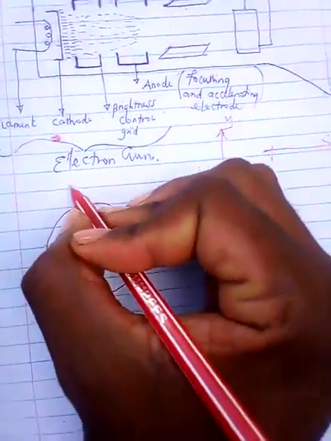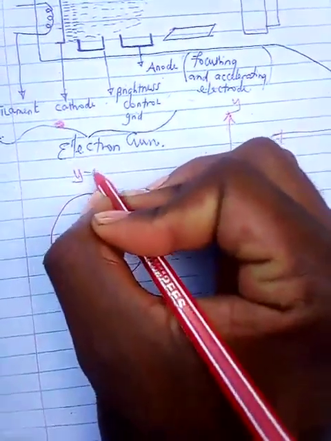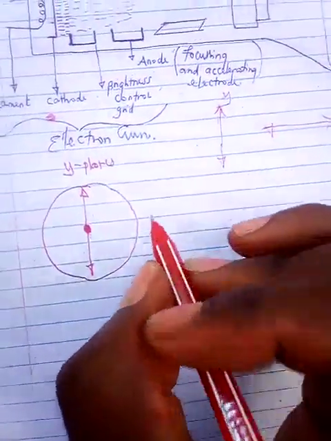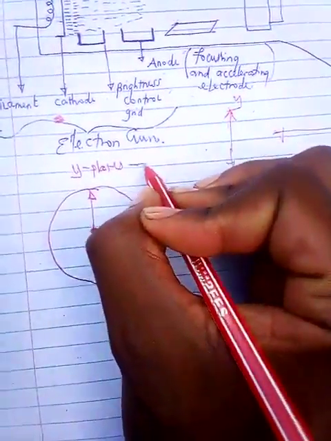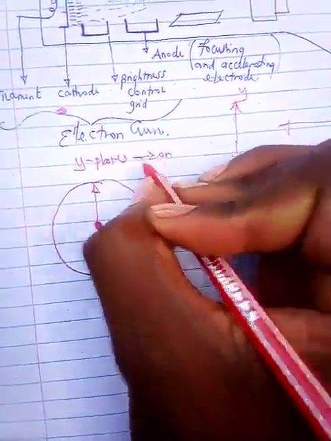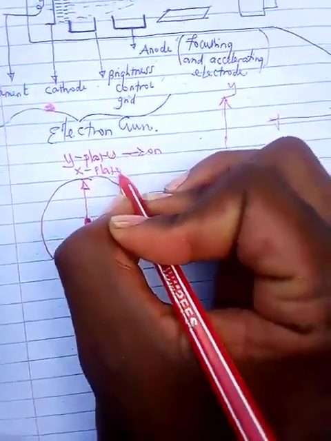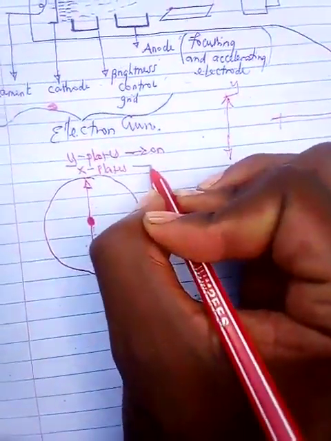So this is for the Y plates. That is, if the Y plates are on and the X plates are off.